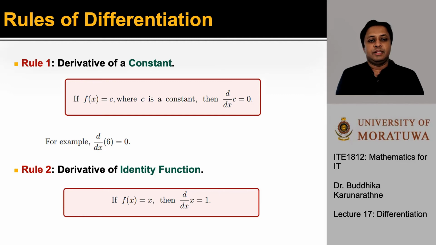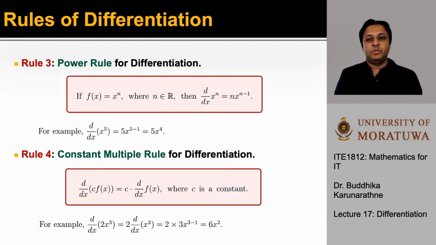Rule number 2 is regarding the derivative of an identity function, right? We define this function as f(x) is equal to x. In this case, it is the identity function. Then the derivative would become 1: d over dx, x is equal to 1. Similarly, we can define for other variables, d over dy, y will be 1, and so on. So this is the definition of the derivative of the identity function.